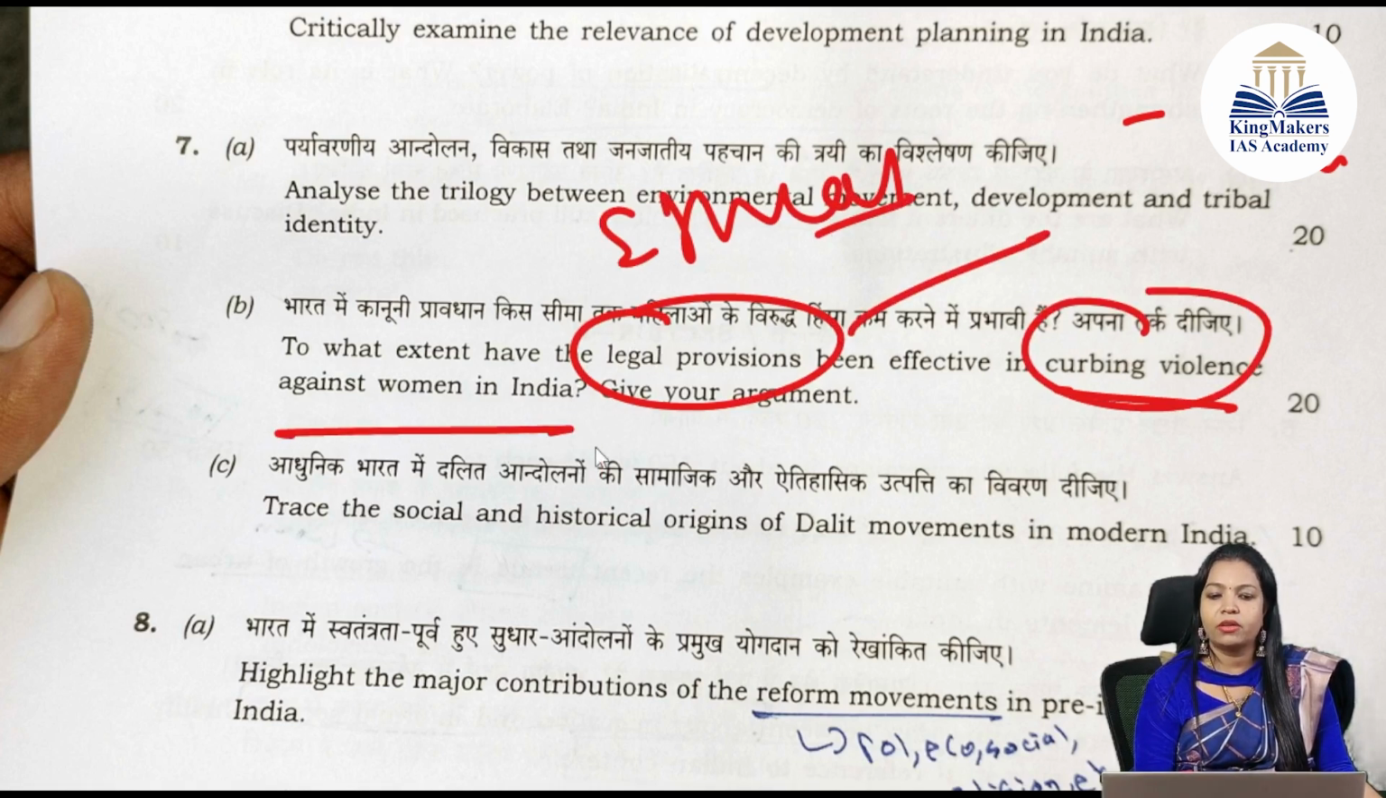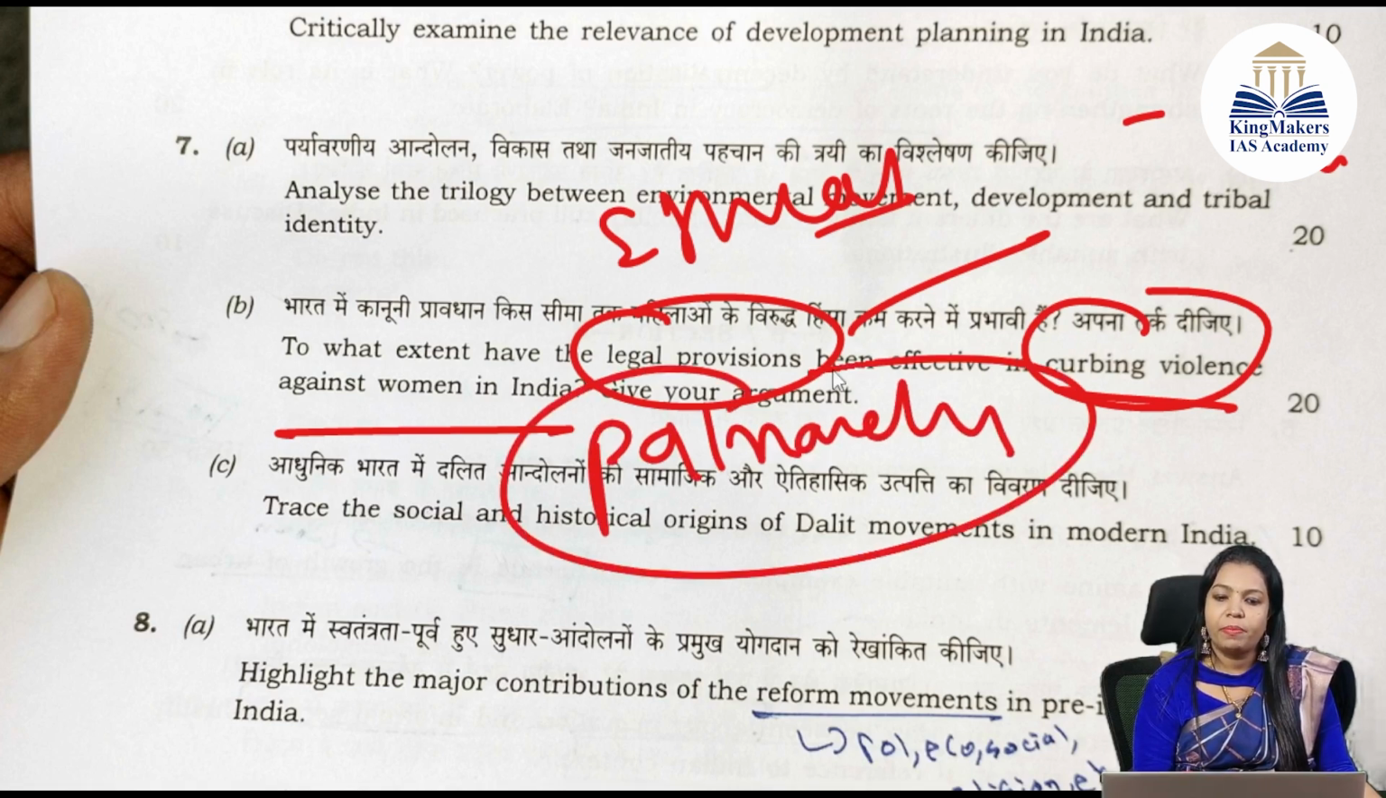What makes this particular thing is patriarchy. Again, feminist perspective and patriarchy related thinkers' names. You have to prepare three to four thinkers' names in the feminist perspective, because every year, see how many questions they have asked related to women. So this was the question.